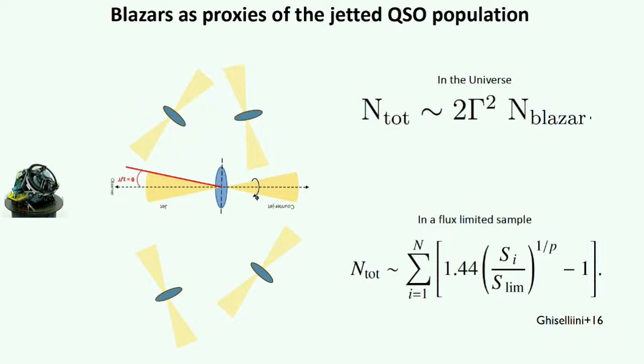The answer to this question is given by this paper, Ghisellini 2016, where they calculated the number of the observed jetted quasars in a flux limited sample with a limit of S lim here. So basically this number is given by the sum of this ratio, which is the flux of the blazar detected over the limit flux of the cell.